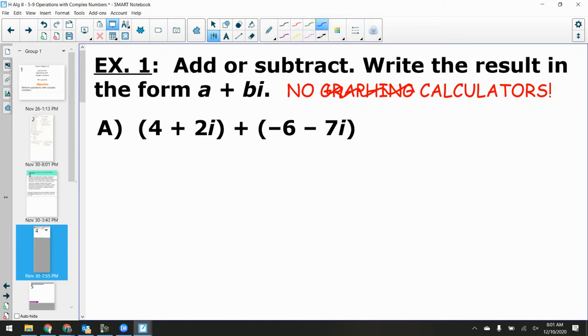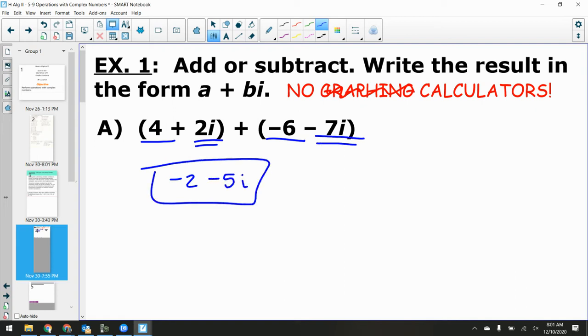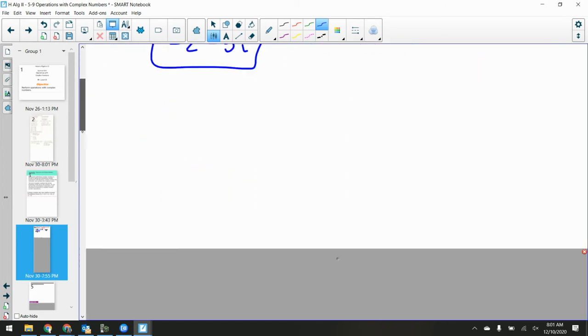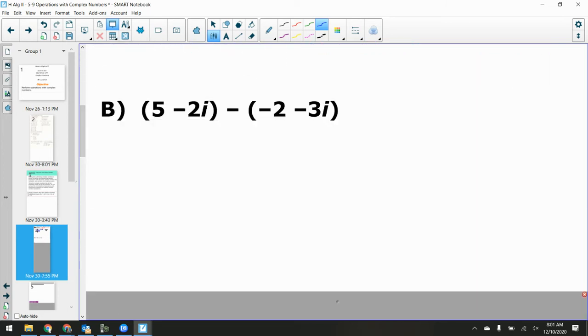Okay, let's take a look here. I'm just adding. So let's combine real parts, combine imaginaries. Yeah, it's literally just that simple. All you do is combine real and then combine imaginary. So 4 plus a -6 is a -2. 2 plus a -7 is a -5. Okay, that's not bad. That's easy, right?